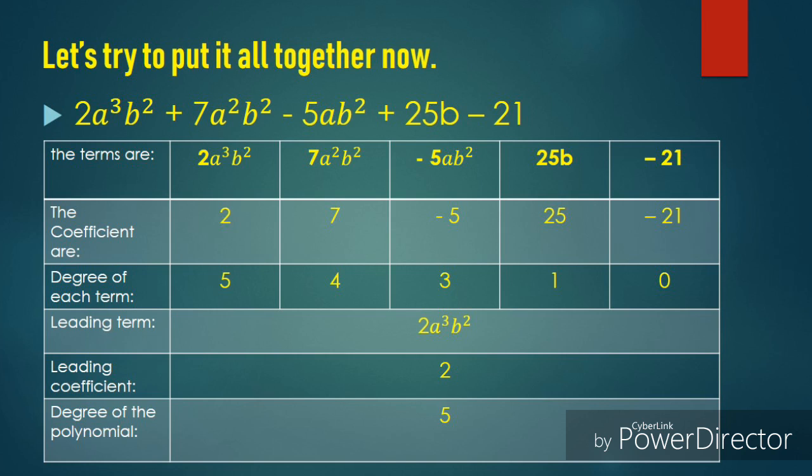The degree of each term is 5, 4, 3, 1, and 0. The leading term is 2a cubed times b squared. The leading coefficient is 2, and the degree of the polynomial is 5.